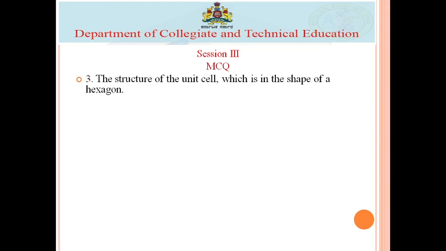And the third question is, the structure of the unit cell which is in the shape of a hexagon. Options are BCC, FCC, HCP and none of the above. And the answer is HCP, because BCC and FCC unit cells are in the shape of a cube.